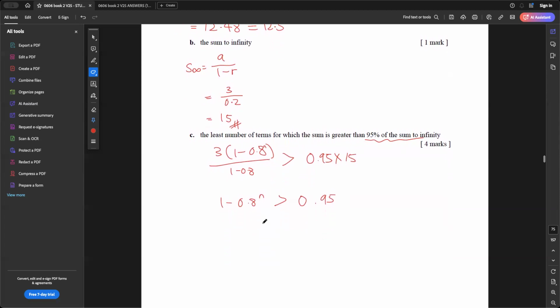So from here, what's the next step? Move the 1 over. 0.8 to the power of n is greater than 0.95 minus 1, so it's negative 0.05. And lastly, what's the last step here? How to solve for n? Yeah, we cancel off the negative first, okay? Should I do that? The symbol needs to change or not?